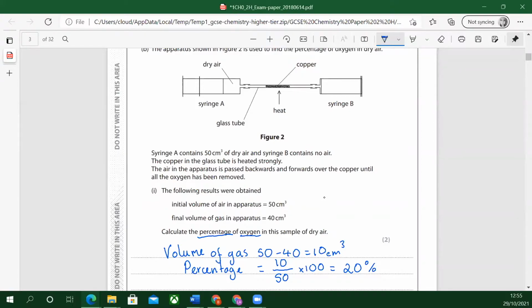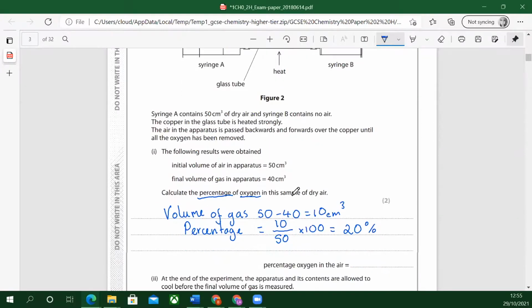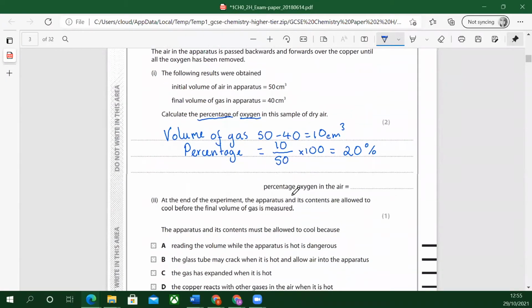Okay, so that's 2 marks. That's nice and easy as well. But it's just about the percentage, because I think some people might try and answer with a volume or something there. But it's the percentage. So today it is about 20.